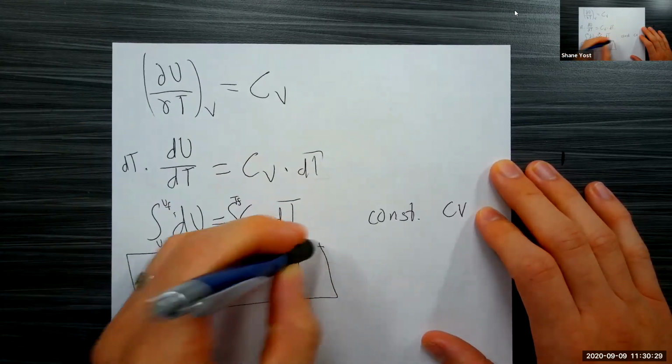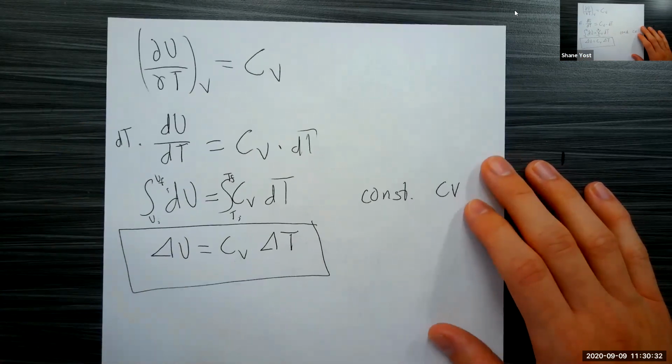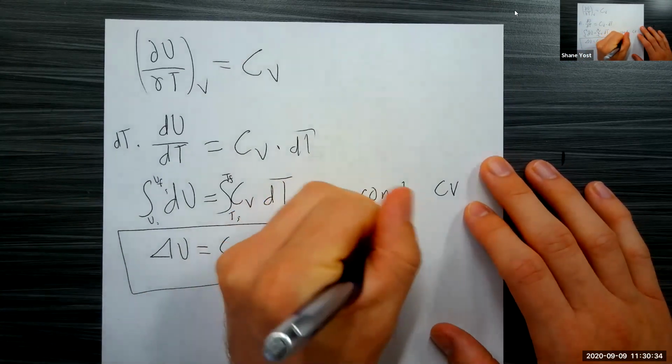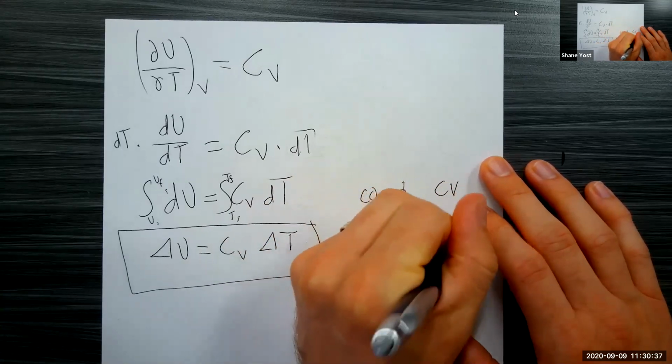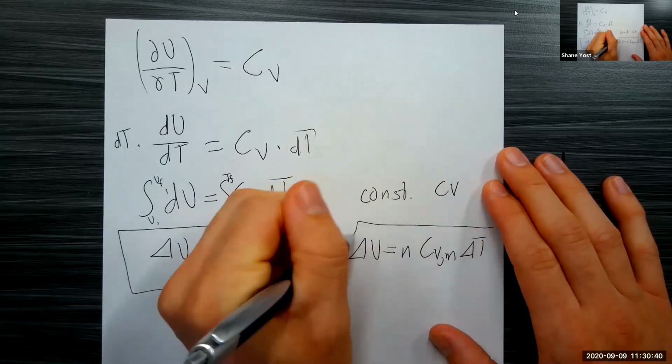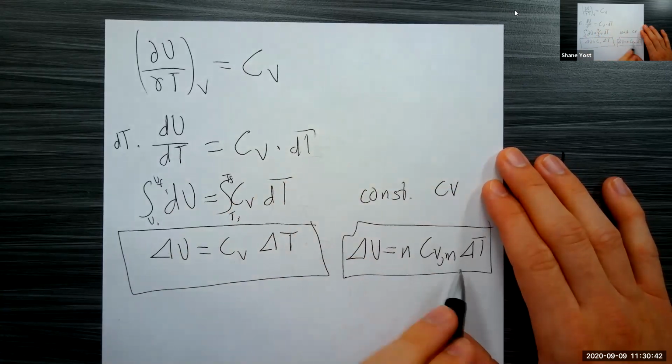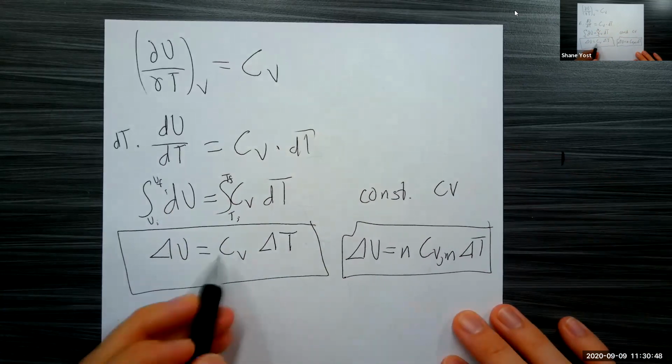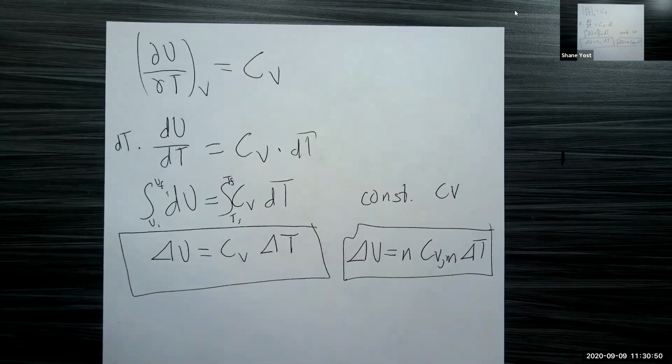And so we get this relationship for delta U. Now, often we'll also see it written as delta U equals n C_V,m delta T, where we use the molar heat capacity at constant volume. C_V here is the total heat capacity at constant volume. C_V,m is the molar heat capacity at constant volume. And often we'll see the molar heat capacity at constant volume, just because that's often what's given.